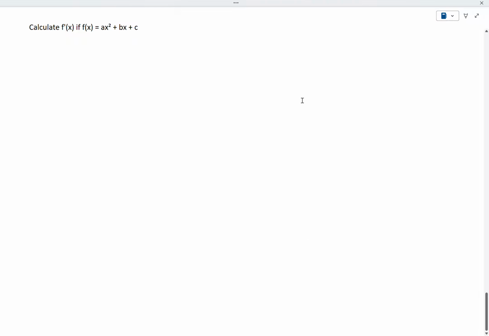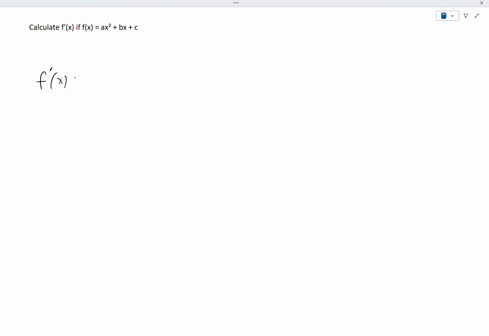In this video we're going to be doing a calculus problem that involves taking the derivative of a function. And we're not going to be using the power rule for derivatives. Instead we're going to be using the limit definition for derivatives. And that looks like this.